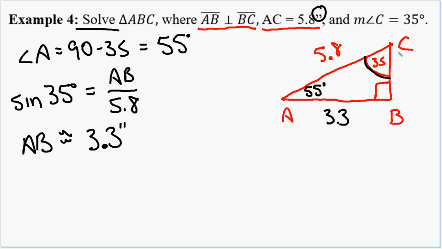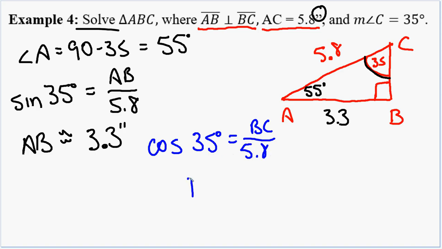And now let's get side BC. BC to 35 is adjacent, and we still have the hypotenuse. So adjacent and hypotenuse would be cos. We could do the cos of 35 degrees equals BC over 5.8. Multiply both sides by 5.8, and we get side BC is about 4.8. So there we have solved the triangle. All sides, all angles have been accounted for.